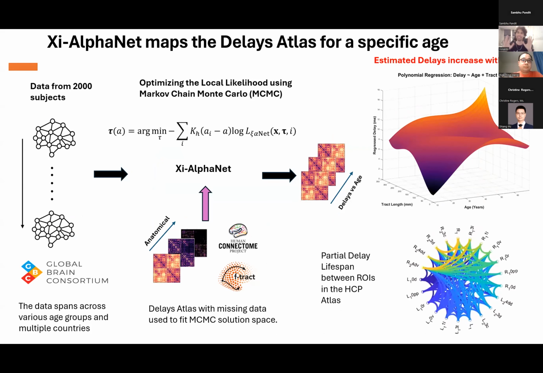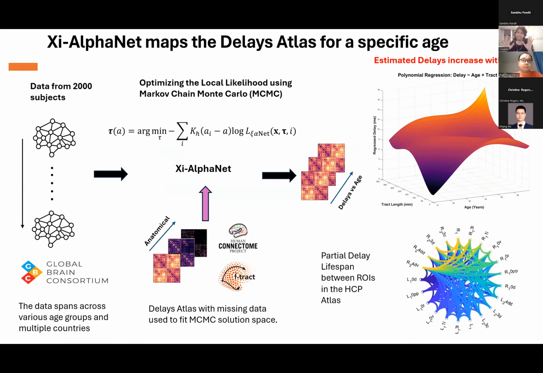And really important here, for this Markov-Chain Monte Carlo we are going to use all the anatomical information that we have from the Human Connectome Project and other consortia, to feed a solution space for the hyperparameters that we are going to find. So what we get using this is a map of delays between voxels and also for different ages.